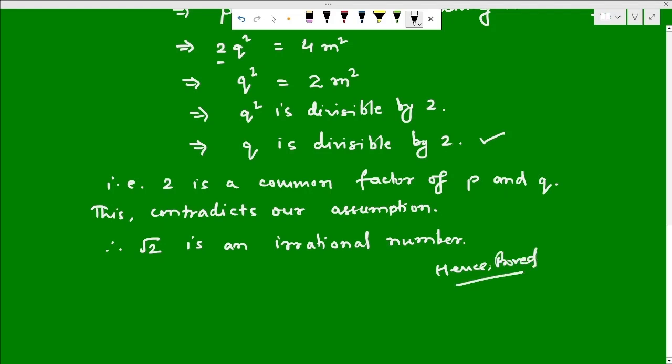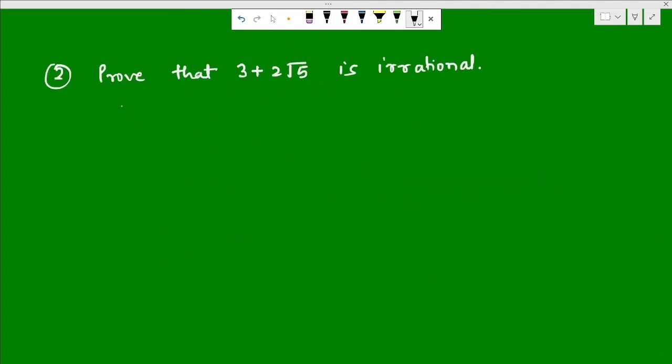Okay, now we'll see the next question, question number 2. Here we have the second question, which says to prove that 3 plus 2 root 5 is irrational. In this type of question, it is not mentioned here, but we have to take this root 5 as irrational. It is pre-assumed that it is an irrational number, and on the basis of this we'll be proving that this whole 3 plus 2 root 5 is irrational. So let's see how to prove.